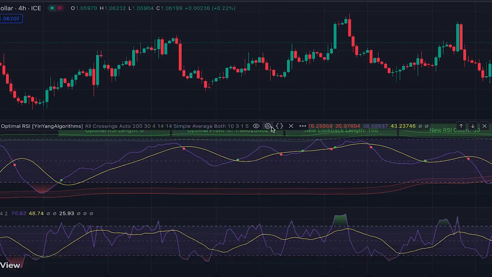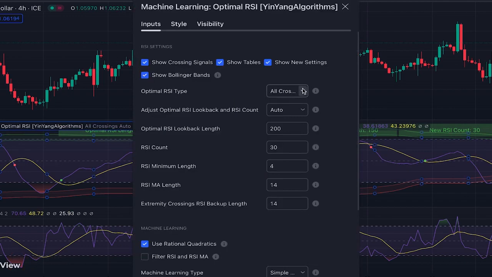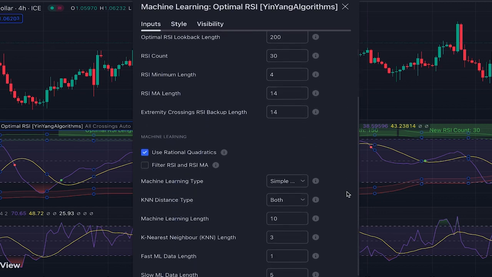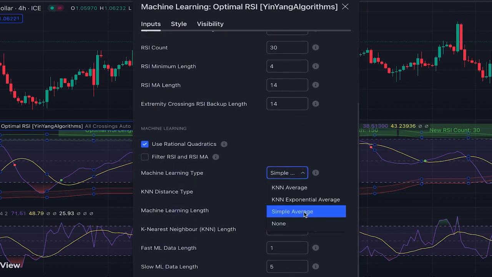Please pay attention that by default, finding the optimal RSI is based on all crossings of the RSI line and its moving average line. There is also another option, extremity crossings, that takes the crossings where RSI is less than 40 or above 60. For example, if RSI is above 60 and it crosses below its moving average line, it's considered. So based on your trading strategy, if you take buying or selling signals that happen at extreme levels, you must choose this option. And also for the machine learning type, by default it's set at simple average, but there are also KNN average and KNN exponential average. Based on my testing, simple average is a good one, offering a smooth and less noisy RSI line.